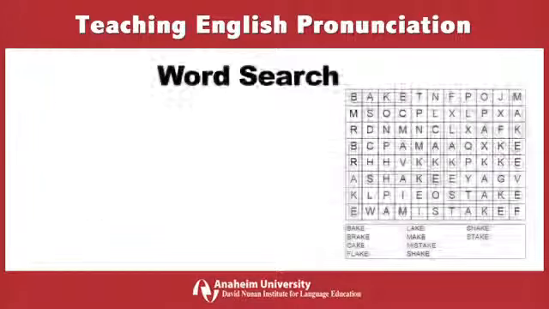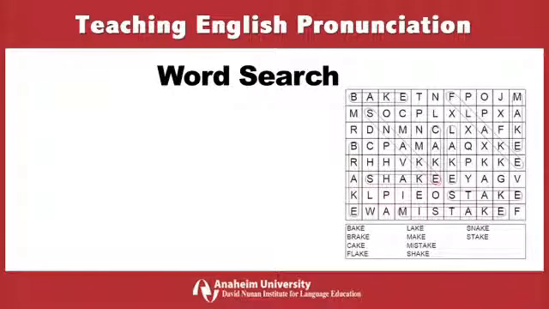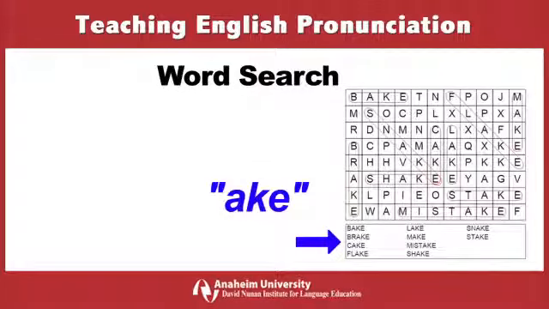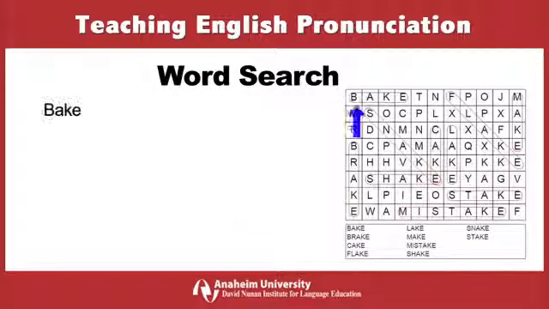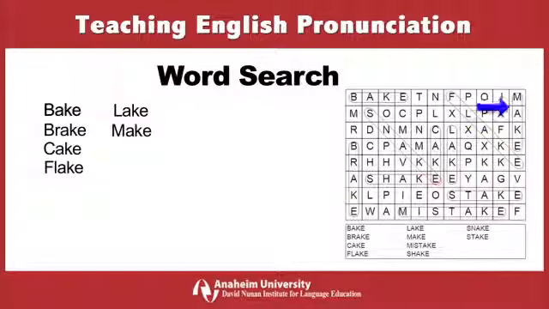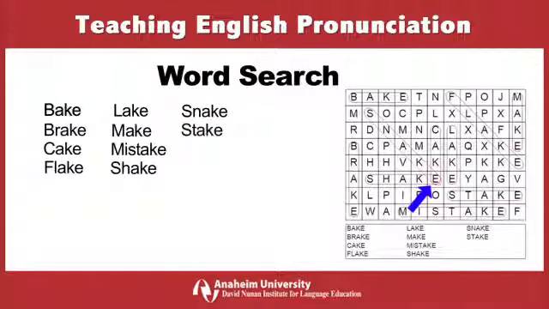A-K-E. So we have an example here of a word family, and you can see there are various words that contain that sound, ake, the A-K-E, hidden in the puzzle. We have the words bake, break, cake, flake, lake, make, mistake, shake, snake and steak. And of course you could create your own word puzzle and match that to whatever word family it is that you're working on with your students.